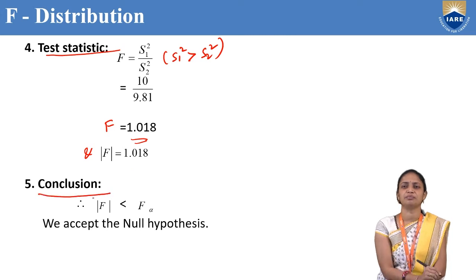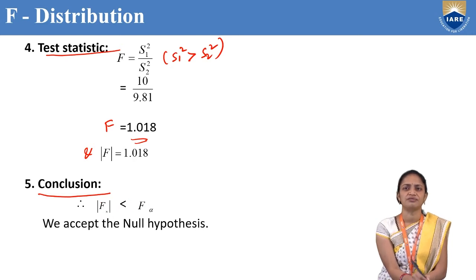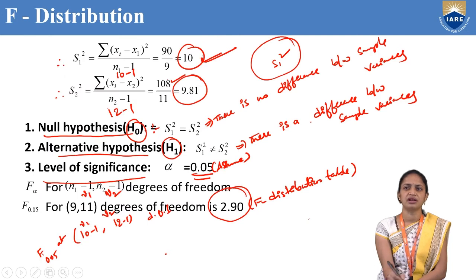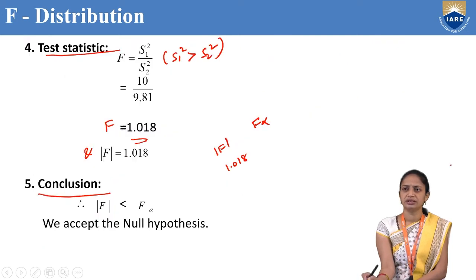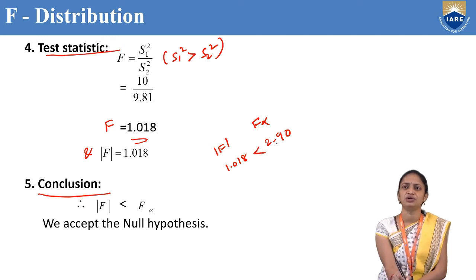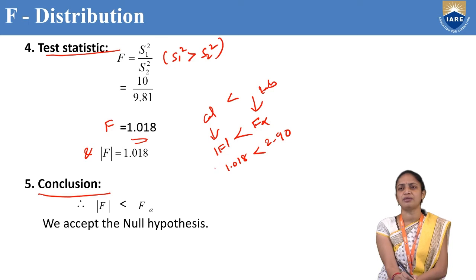Now coming to the last step, conclusion. Therefore, modulus of F is less than F alpha, because the modulus of F value is 1.018 and F alpha value is 2.90. So 1.018 is less than 2.90. That means the calculated value is less than the tabulated value.